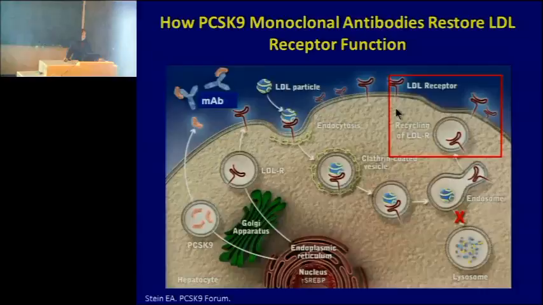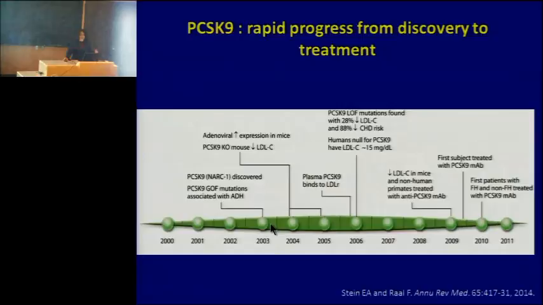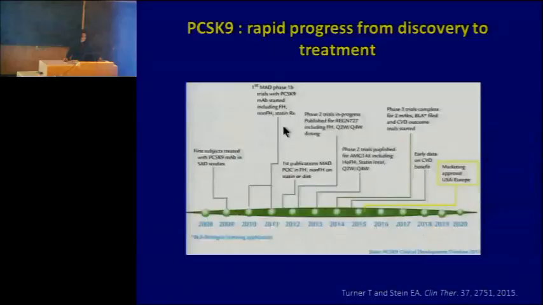So since 2003, it's been quite rapid, and this is a classic example of translational medicine from bench to bedside. And starting in 2003, when the mutations were discovered, in 2009, the first individual was treated with a monoclonal antibody against PCSK9. And since then, there's been phase 2 trials, and phase 3 trials have also been completed, 2014. Cardiovascular outcome trials have been started, and there's early cardiovascular benefit data as of last year, and marketing approval was received in mid-2015. So quite rapid, 2003 to 2015.